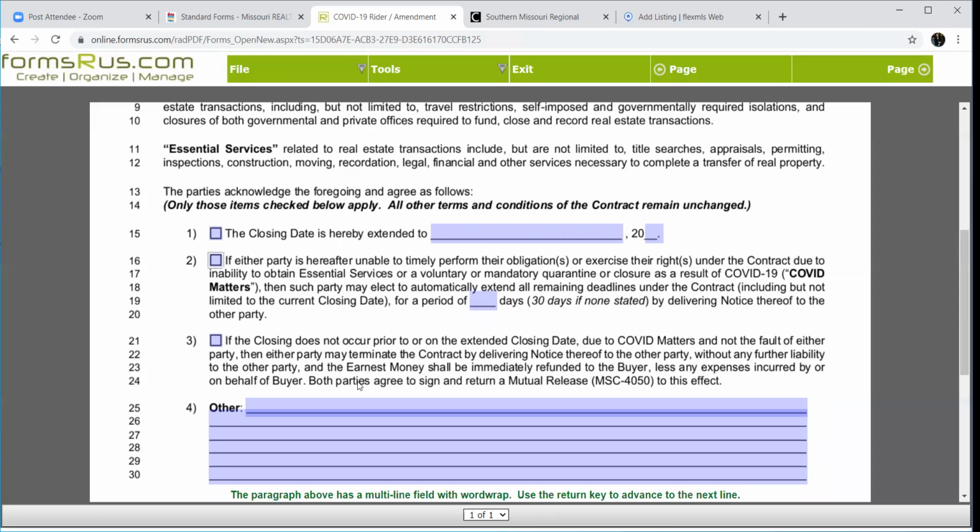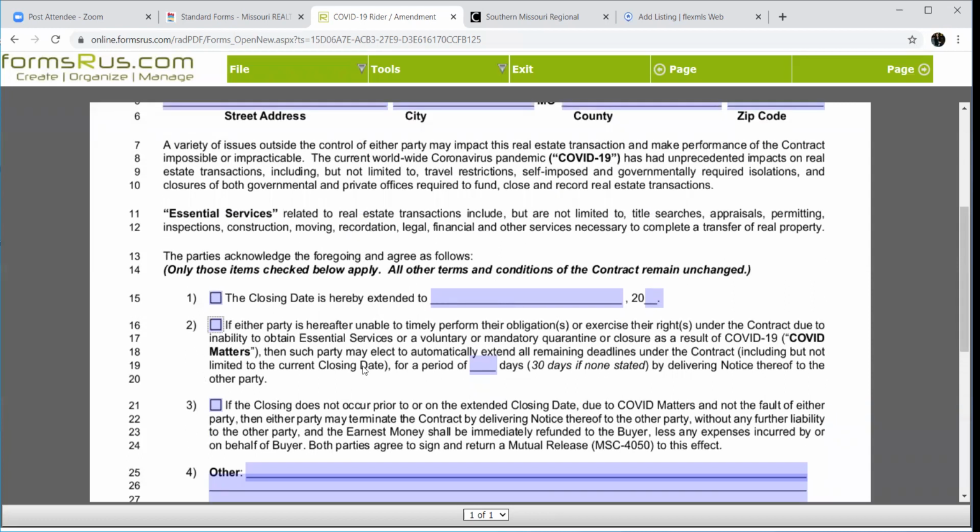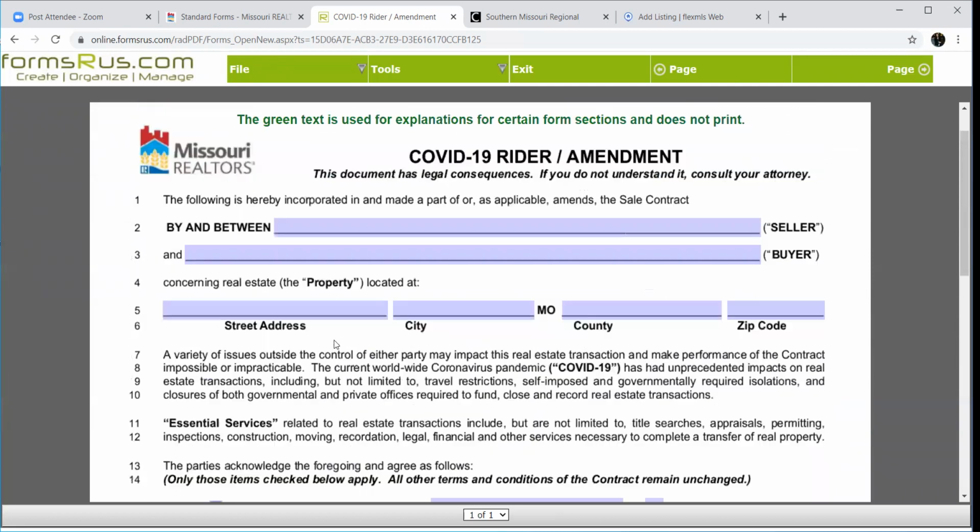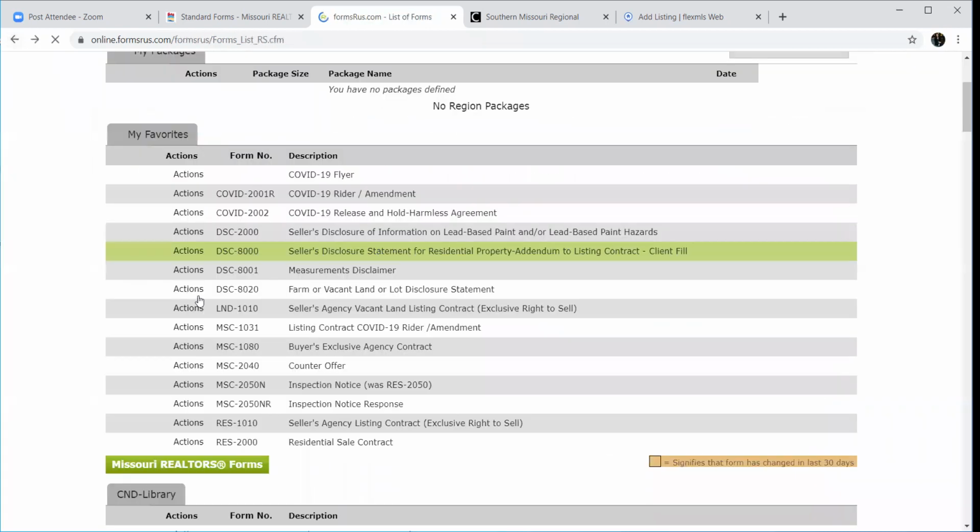So again, I don't want to beat this too long, because I've had one instance in 10 months where we've had to utilize this, and that's because the buyer contracted COVID and was under quarantine for 14 days. So we had to extend the closing because of a COVID-related issue. But truthfully, we've yet to have a situation where essential services have not been available to us.